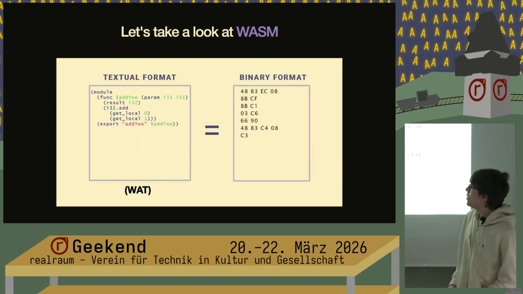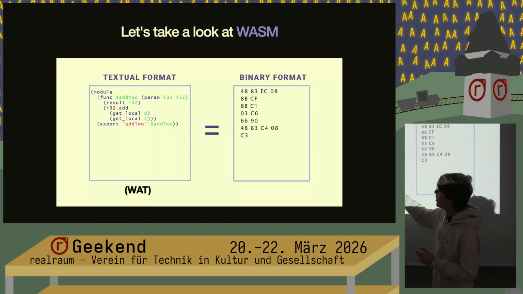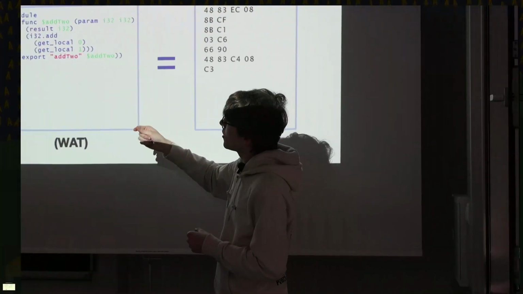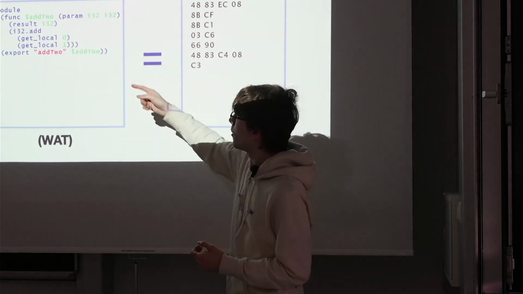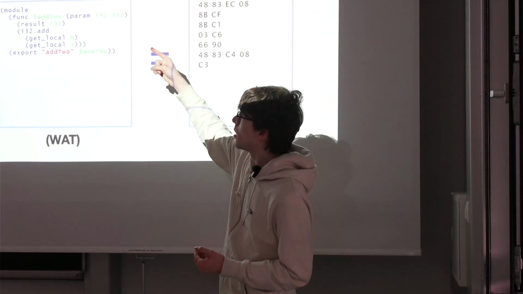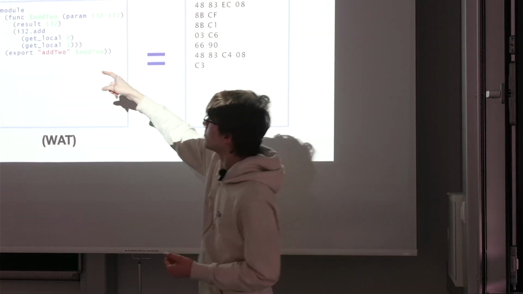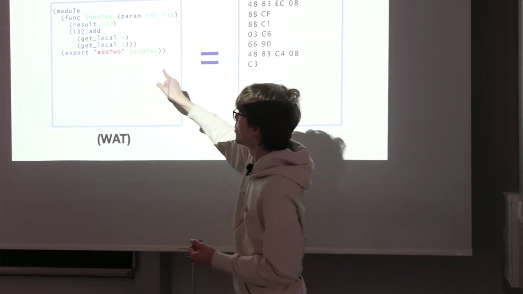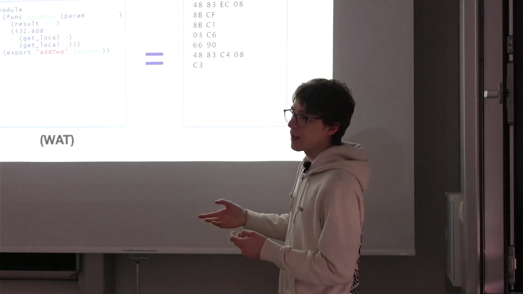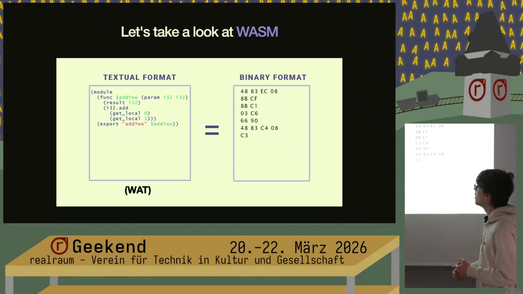So we have two formats. One is WAT, WebAssembly text format, which is very similar to Lisp, actually. It is something between a normal assembly and programming languages. You see that you have, in fact, functions, you have parameters, you can define which type things are, and you can have calls, like for example, you can get two variables and then add them together, and you can do exports. And this normally gets translated into a binary format, because it's way more efficient to be executed.